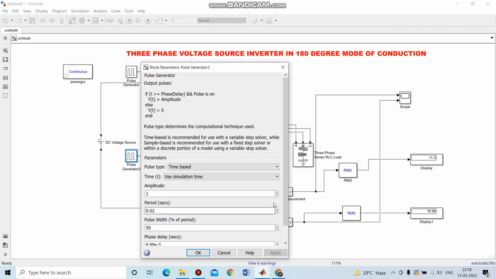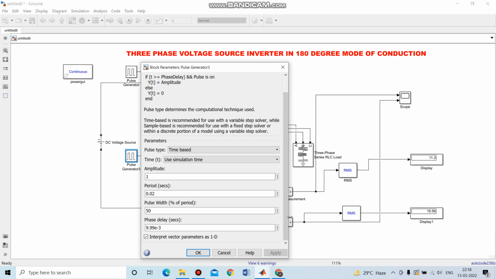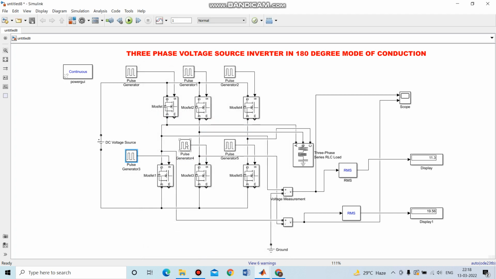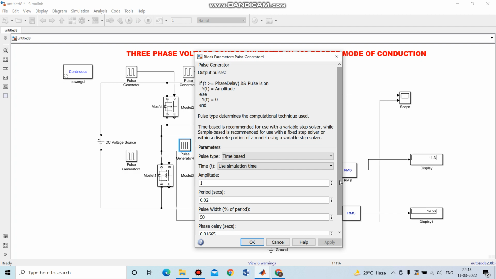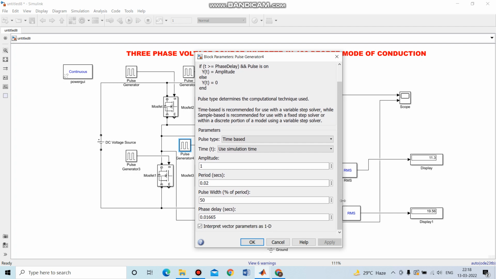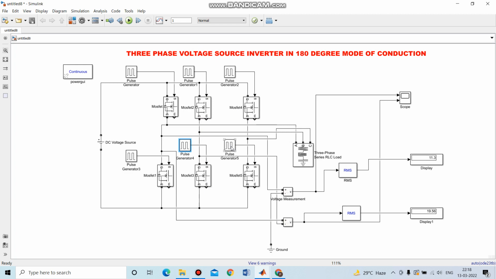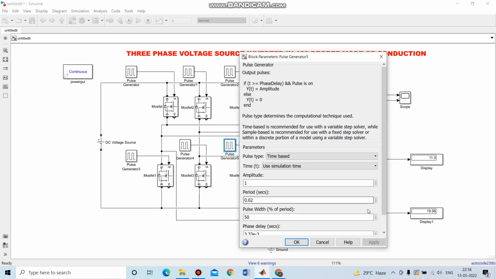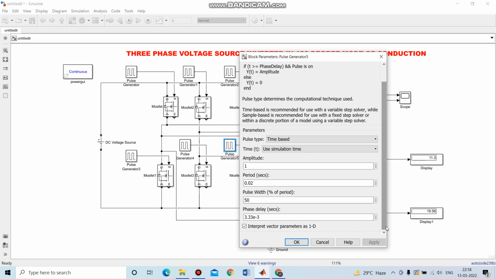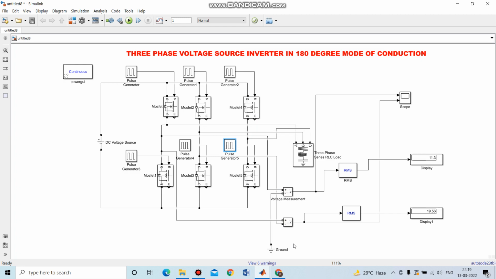Next pulse: amplitude 1, period 0.02 seconds, pulse width 50 and phase delay 9.99e-3. Then for the fifth pulse: amplitude 1, period 0.02, pulse width 50 and phase delay 0.01665. Then the last pulse: amplitude 1, period 0.02, pulse width 50, phase delay 3.33e-3. After finishing giving the parameters to the pulse generators, we connect all the gate pulses and the MOSFET switches to the three-phase RLC load.